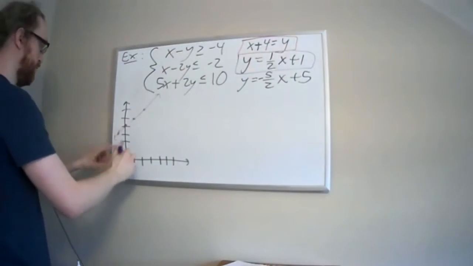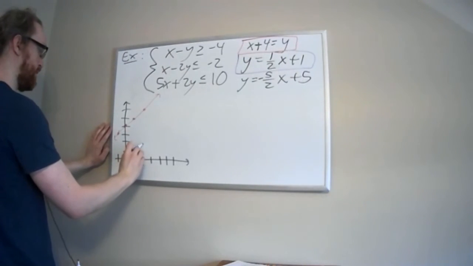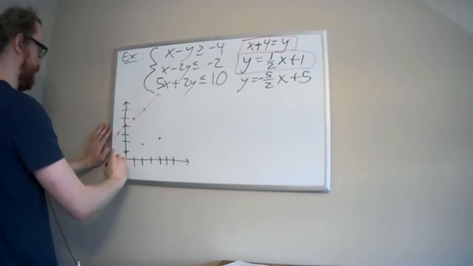For the next one, I've got y equals 1/2 x plus 1. So y-intercept of 1, a slope of 1/2. When I go to the right by 2, I go up by 1. Oh, maybe I should have drawn them the other way. We'll see how this is going to go.